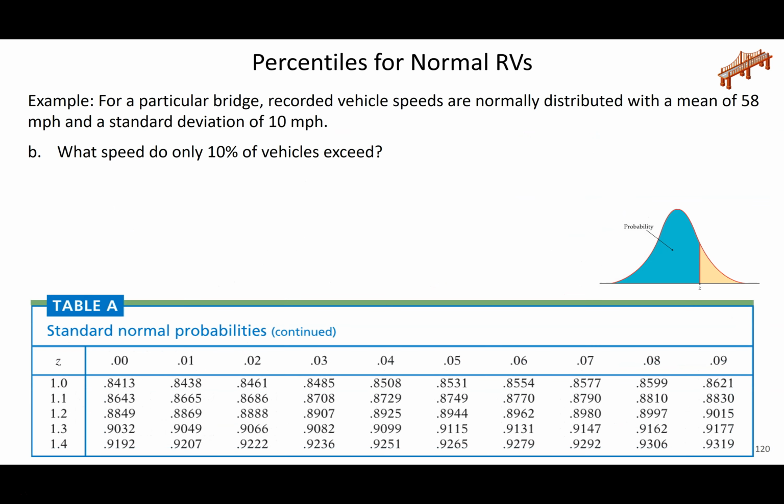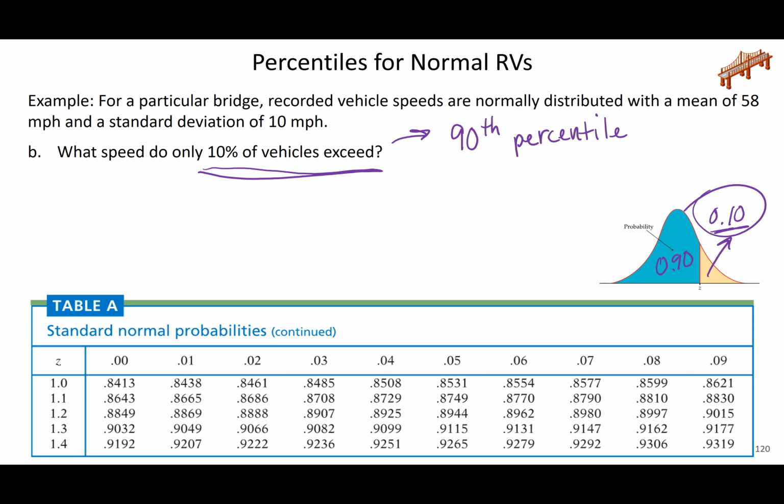We have a couple more. So what speed do only 10% of vehicles exceed? Be cautious about the wording. It sounds a tiny bit tricky. Like, oh, I hear 10%, it's easy to think 10th percentile. But what it's saying is 10% exceed it. So I actually want the 90th percentile, because if you have 90% below, only 10% are above it.